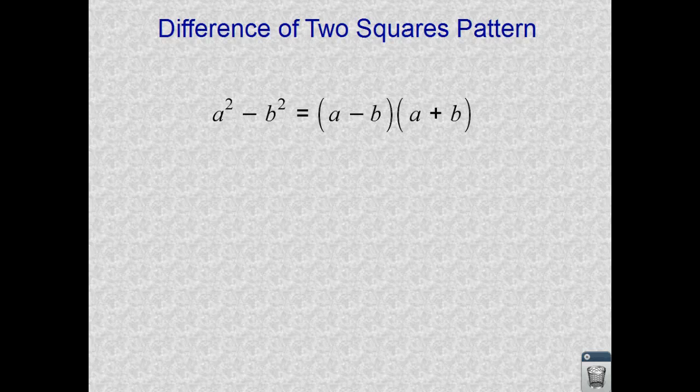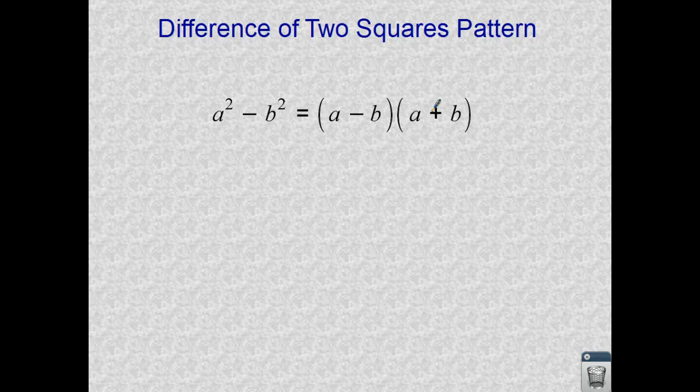Difference means subtraction, and then we have two perfect squares on the ends of this binomial. And as you can see here, we have a product of two binomials with alternating signs. We have a subtraction sign in the first binomial and an addition sign in the second. They could be switched, obviously. We could have the addition in the first and the subtraction in the second. Regardless, what happens here is we lose the middle term.